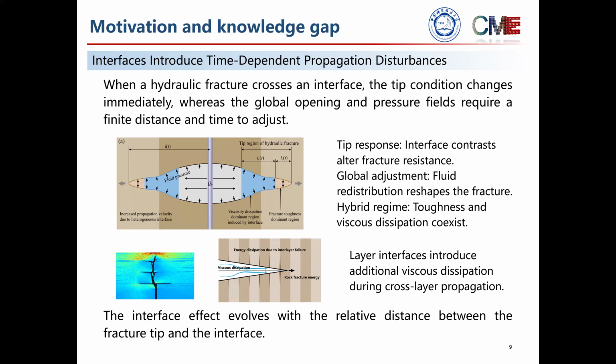Even if the fracture is toughness-dominated before and after crossing, viscous dissipation can become important during the transition because fluid must be redistributed to accommodate the new opening profile. The size of the disturbance therefore depends not only on the property contrast, but also on the distance and time elapsed since the interface was crossed.